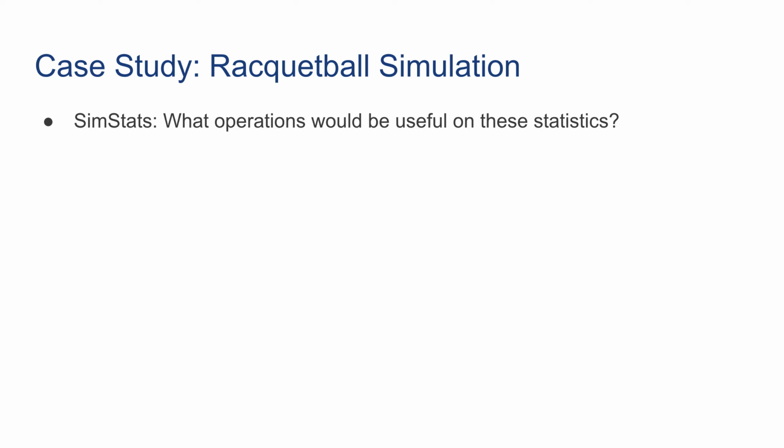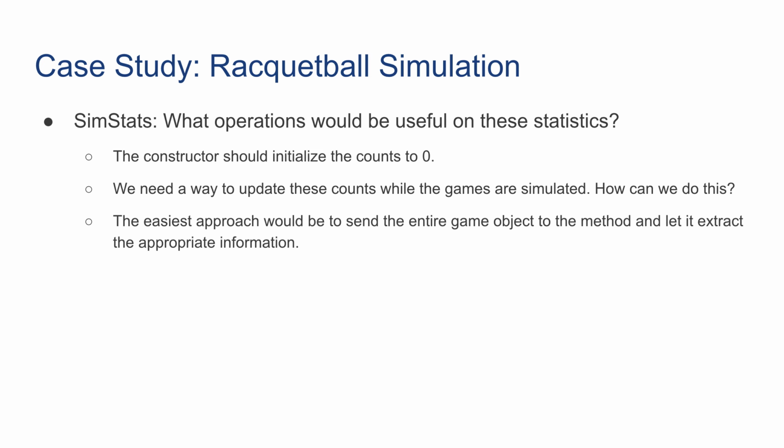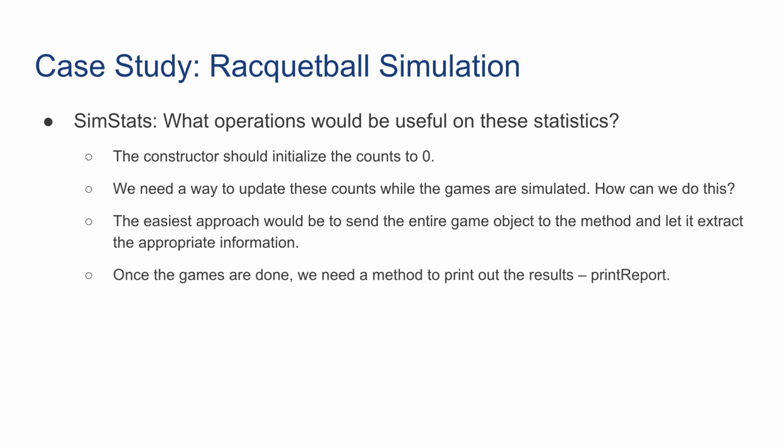What operations would be useful for these statistics? The constructor should initialize the counts to 0. We need a way to update these counts while the games are simulated. How can we do this? The easiest approach would be to send the entire game object to the method and then let it extract the appropriate information. Once the games are done, we need a method to print out the results, which we can call print report.